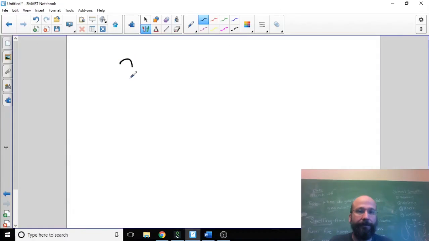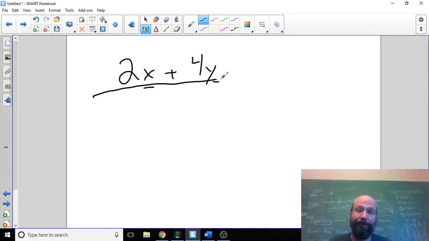The only thing to be aware of is that these are not like terms because this variable is x and this variable is y. They have to be the same letter. These are not the same letter. So this would be all you could do with this one.